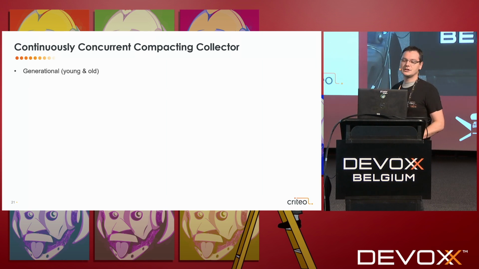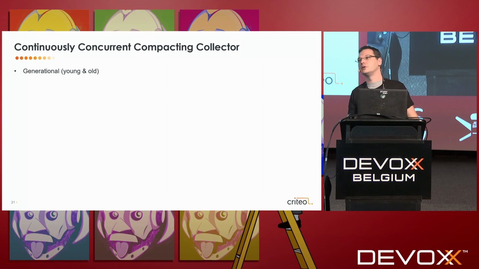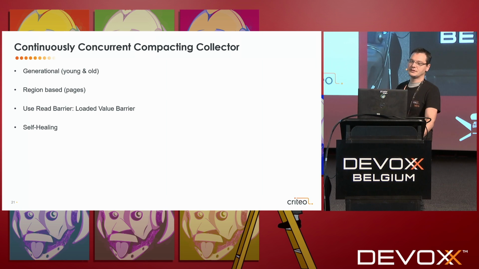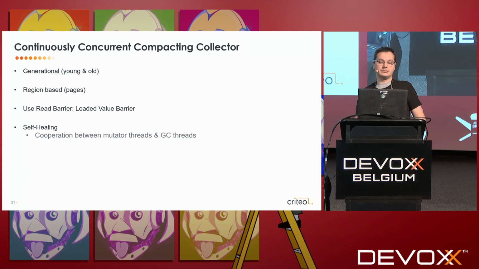It's a generational GC, with the same algorithm for young and old generation. It's also region-based, though they call them pages, but it's the same concept. They use a read barrier also, which is constant for all the low-latency GCs. But this read barrier is a loaded value barrier. I will explain later what it is. This comes with the self-healing concept, again between the application thread and the GC thread.